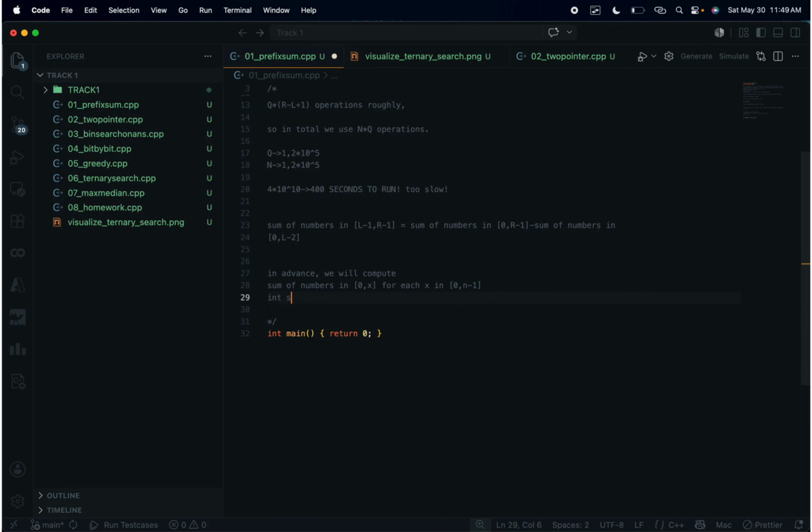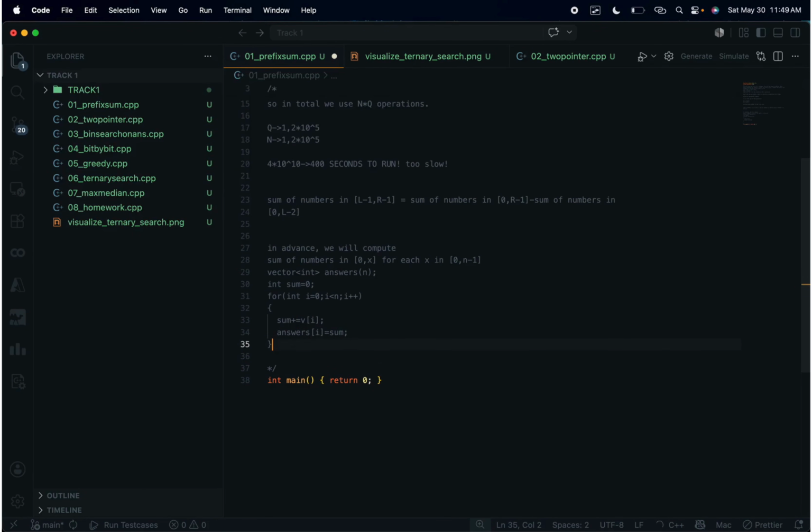We can just initialize a sum equal to 0, and as the sum we will store these answers, vector int answers of n, and for int I equal to 0, I less than n, I plus plus, what we can do is sum plus equal to v of I and answers of I equal to sum. So eventually answers of 0 contains v of 0, answers of 1 contains v of 0 plus v of 1, and this contains v of 0 plus v of 1 plus v of 2.